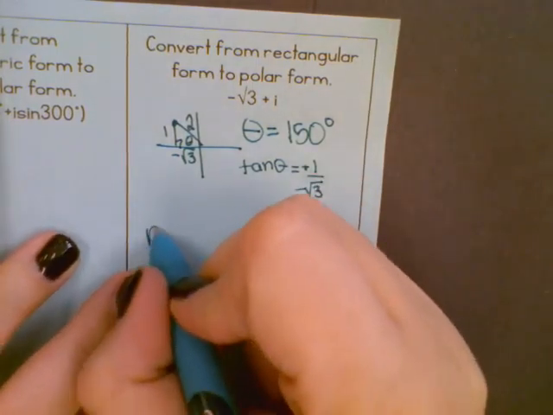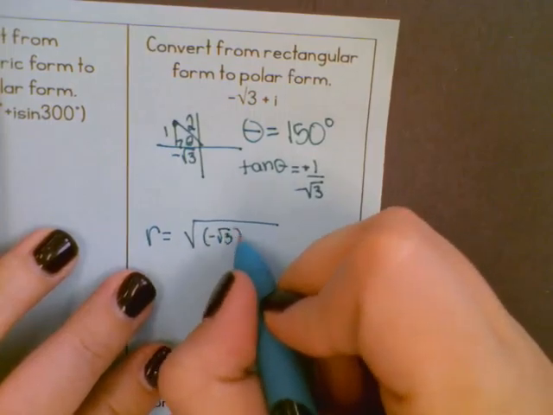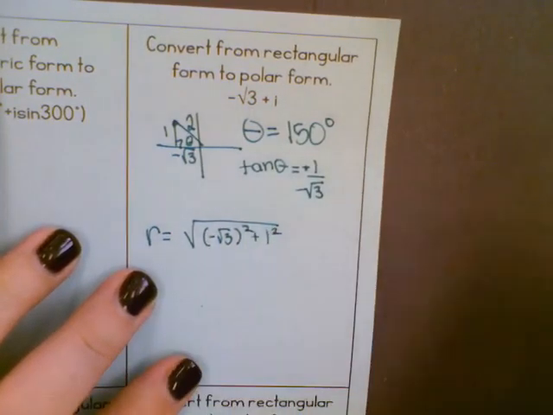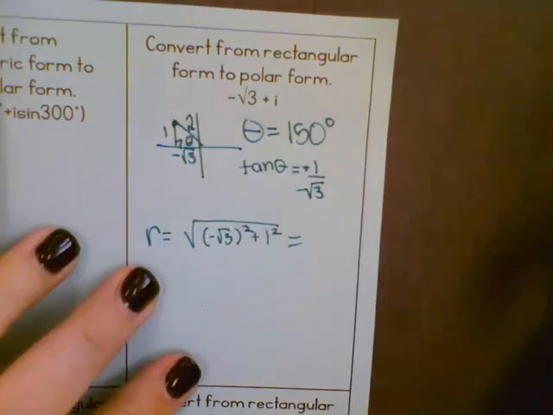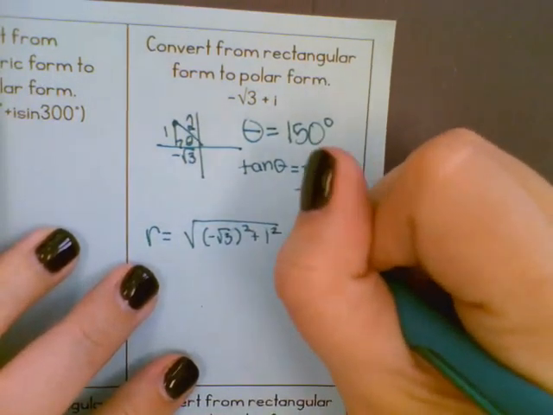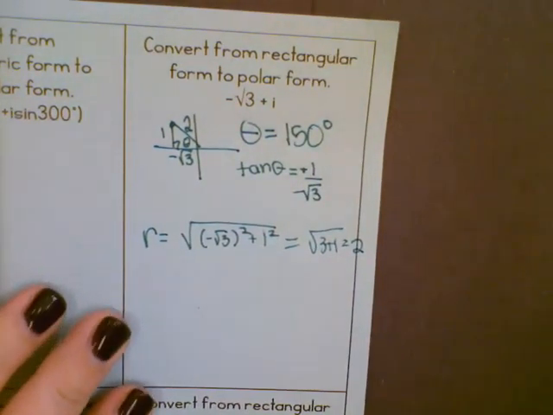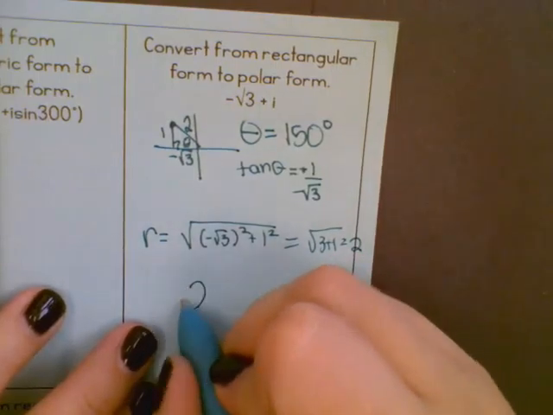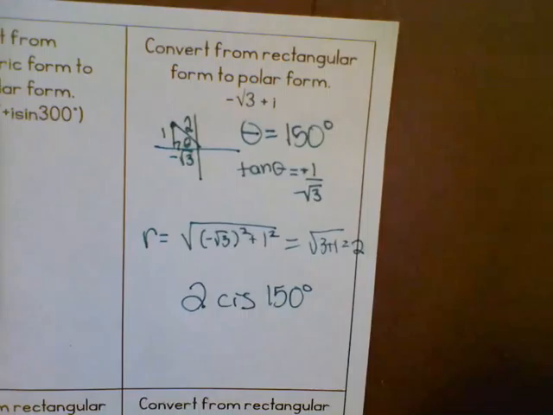So now we need to find r. So -root 3 squared plus 1 squared. I know I'm writing this out, but we already know that r is going to be 2. So that'd be 3 plus 1, which is 4, and the square root is 2. So plug it into the CIS form, and you'd have 2 CIS 150 degrees.